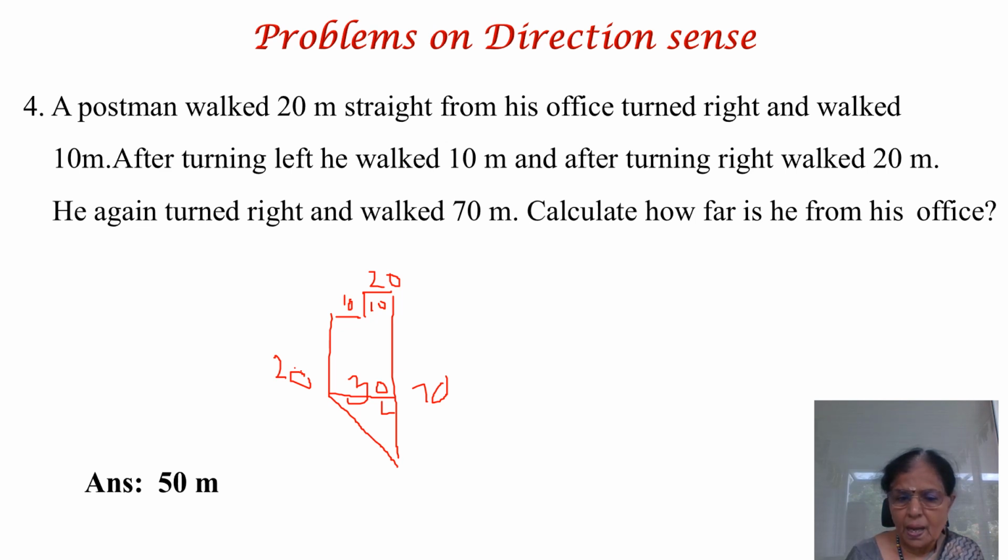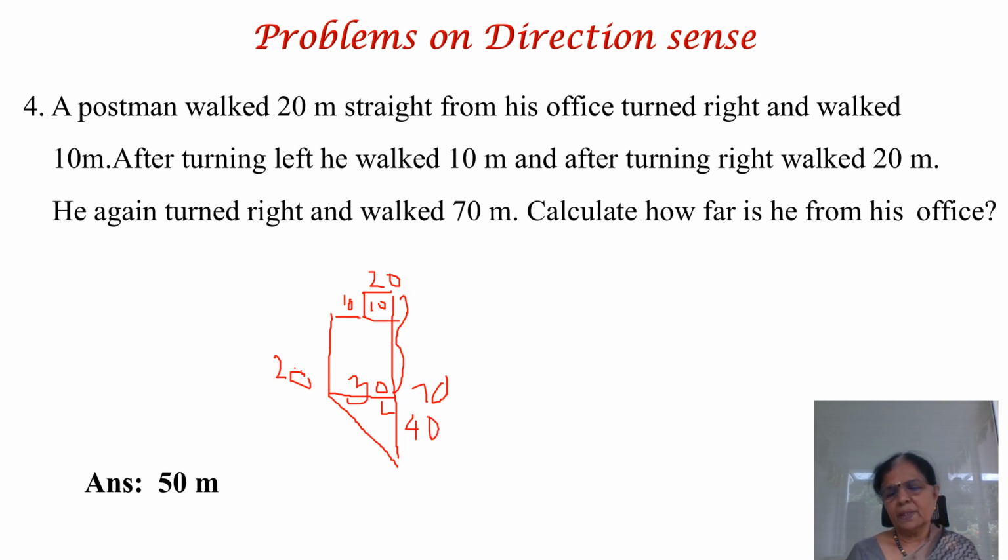And up to this, we know it is 20. Up to this it is 20 meter, and this distance is 10 meter. So 20 plus 10, 30. Up to this is 30. Total is 70. So what is this? It is 70 minus 30, 40. So this is 40.